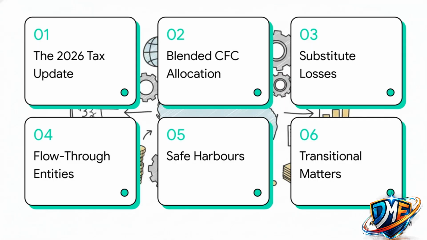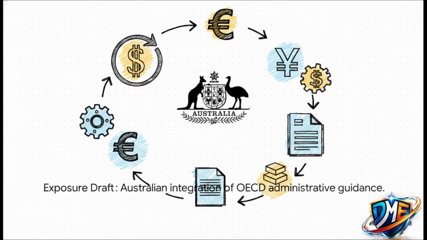We've got a lot of complex ground to cover, so here's our agenda. We'll start with the 2026 tax update, move into blended CFC allocation keys, and then hit substitute loss carryforwards. From there, we'll cover flow-through entities, safe harbors, and administration, and wrap up with transitional matters and the timeline. Let's get to it. Our starting point is the official Australian government exposure draft.